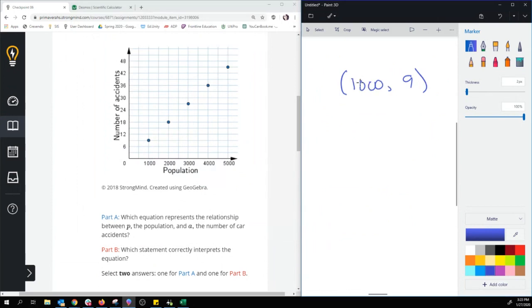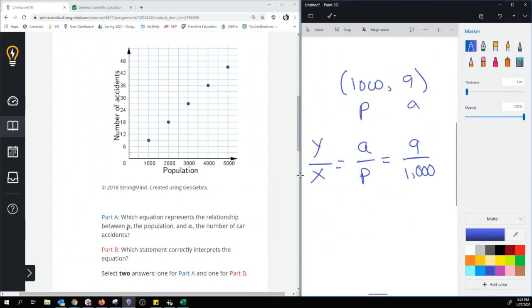So 1,000 represents what? Is that how many people there are, or is that the number of accidents? The population, perfect. So this 1,000 represents P, the population, and 9 represents the number of accidents, A. So remember how you said earlier we write the y over x? Here, that's going to be A over P. So 9 will go up top, and 1,000 will go on the bottom.